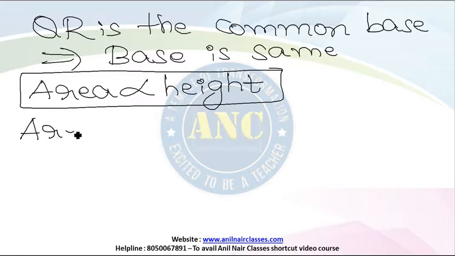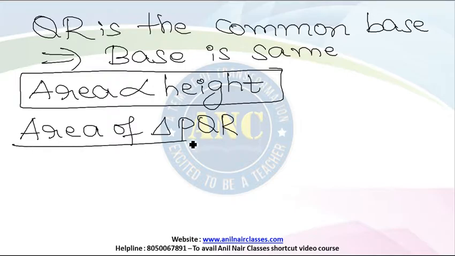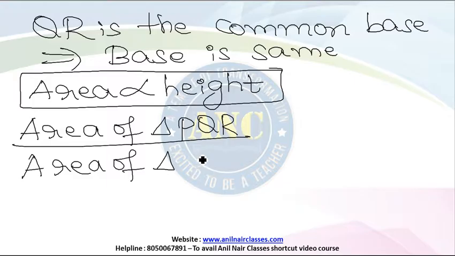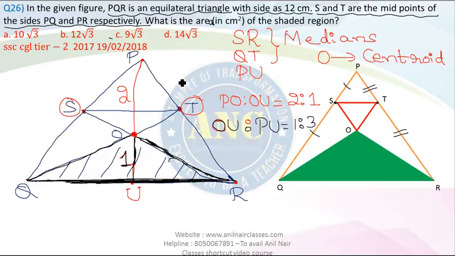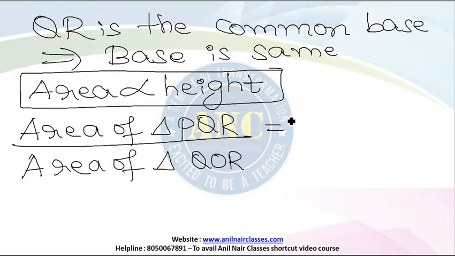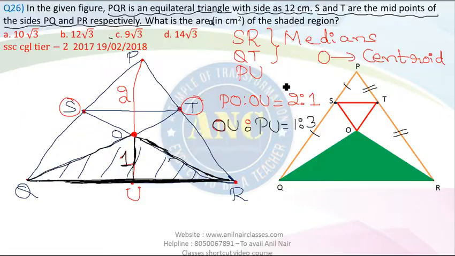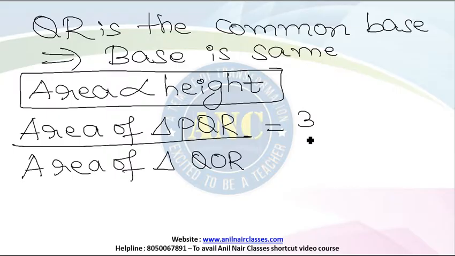Area of the triangle is directly proportional to height. That means area of triangle PQR divided by area of the other triangle they are asking, QOR, is nothing but height of triangle PQR divided by height of triangle QOR. Height of triangle PQR is nothing but PU, right? PU value is 3. This shaded triangle height is nothing but 1.